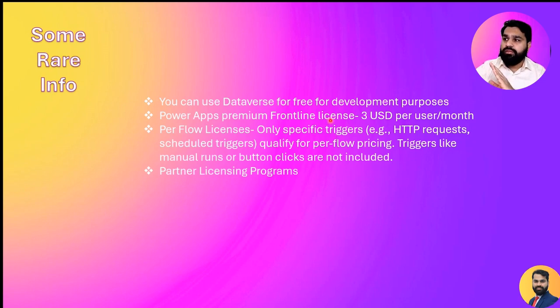Okay, this could be used in any of those use cases where there are many frontline workers available, right? And they want to access the Power Apps. Those Power Apps which are actually using Dataverse or any of the premium databases within those. For per flow license or per bot license, only specific triggers like HTTP request, scheduled triggers, right, qualify for per flow pricing. Triggers like manual runs or button clicks are not included here. So this was the point I was talking about earlier, that I will come to the instant type of Power Automate process type of license. So this was about that.